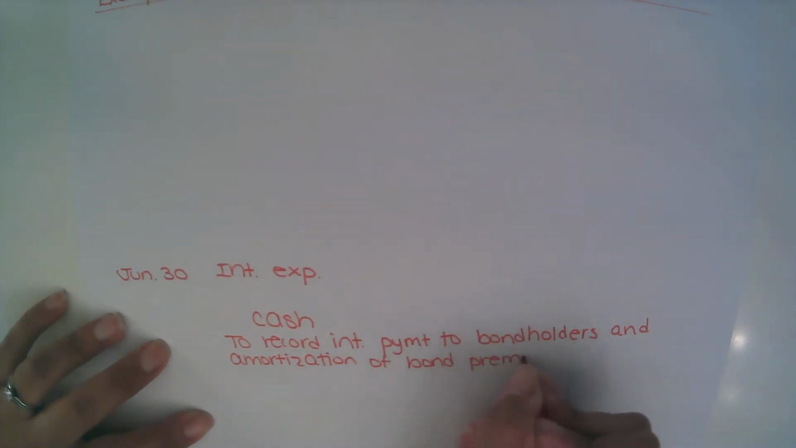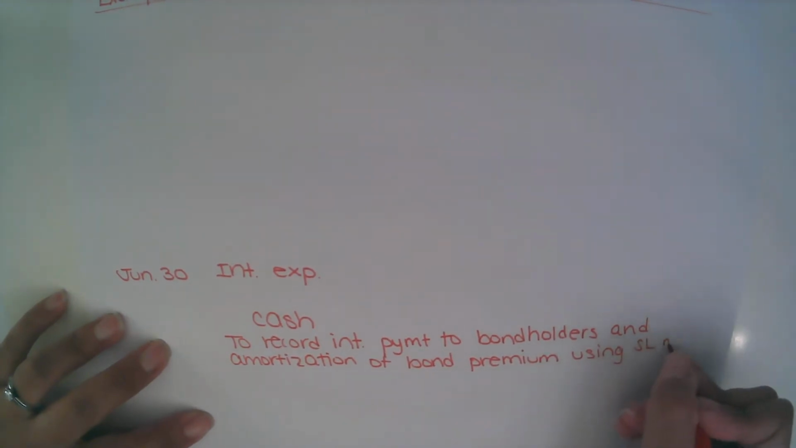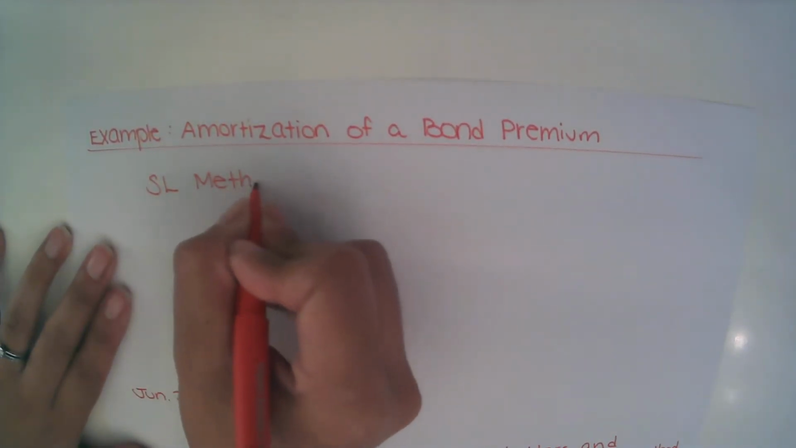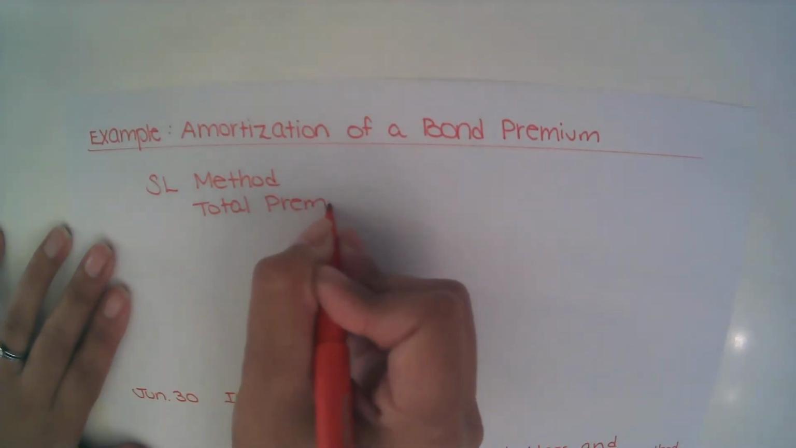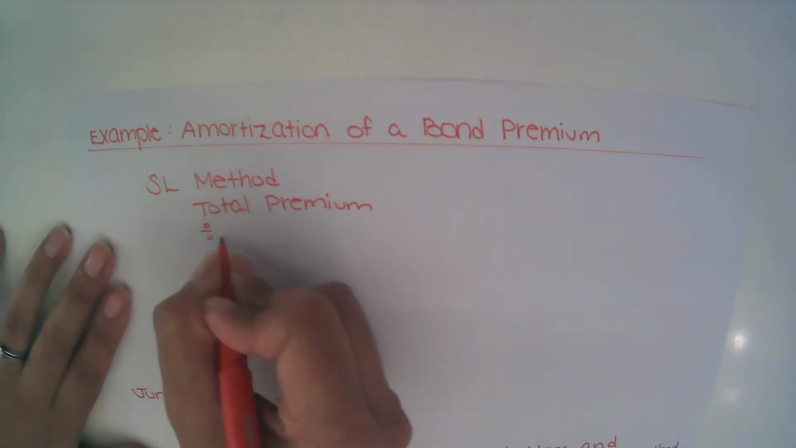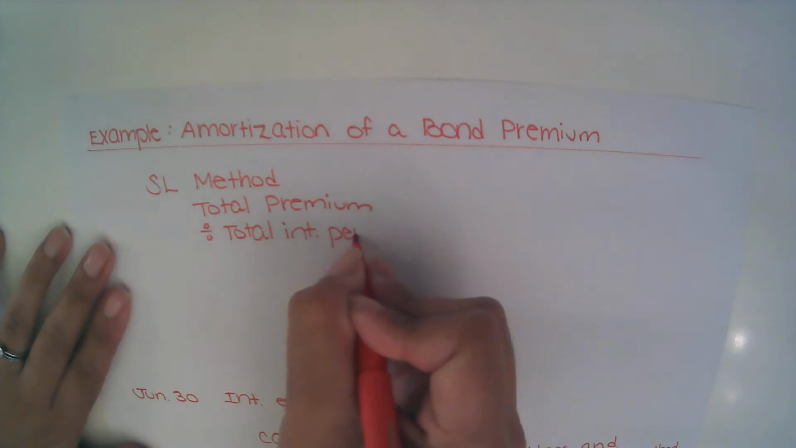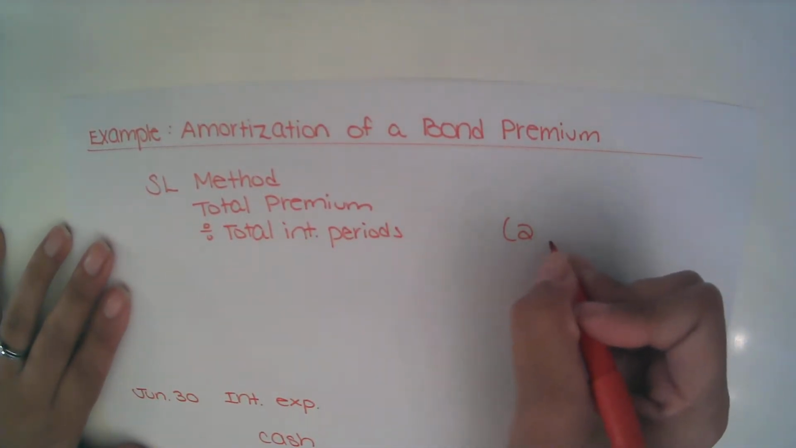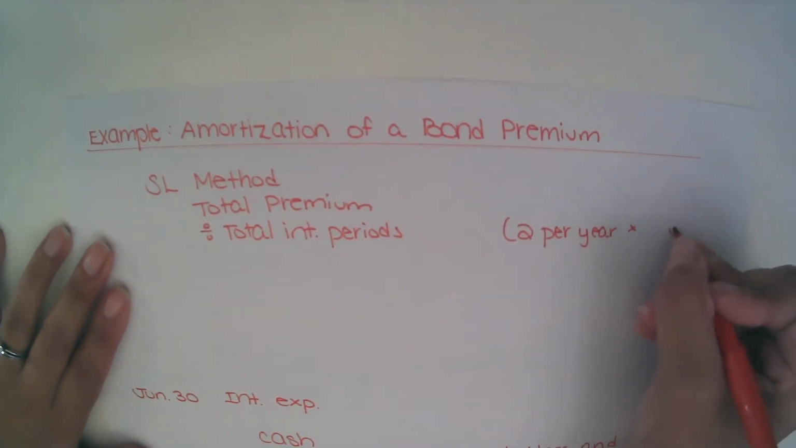And again, we're gonna use the straight line method. So you can write that in there if you want, using straight line method. The formula again for your straight line method is to take your total, in this case total premium, divide by the total interest periods. Again, corporate bonds paid 2 times a year, so 2 times per year times the number of years.